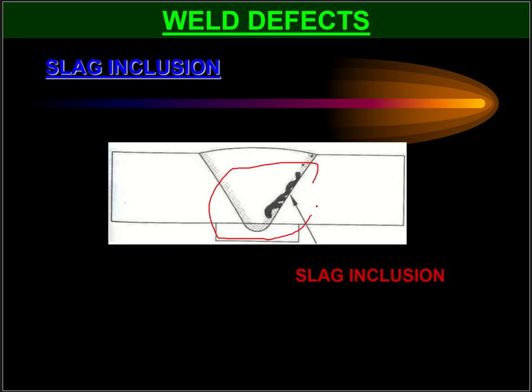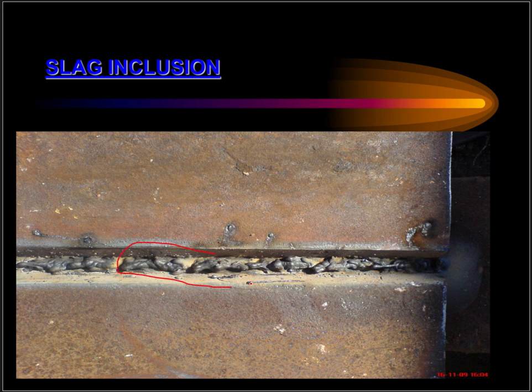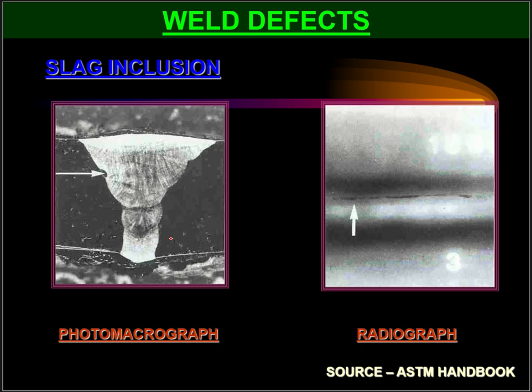Slag inclusion. Slag inclusion means a non-metallic layer included during welding. This may be due to the coating on the electrode or the filler wire, and it can be avoided by intermediate cleaning by the welder or a helper. So you can see this is the slag inclusion, and it is a non-metallic layer, so the density will be more in the radiography image.